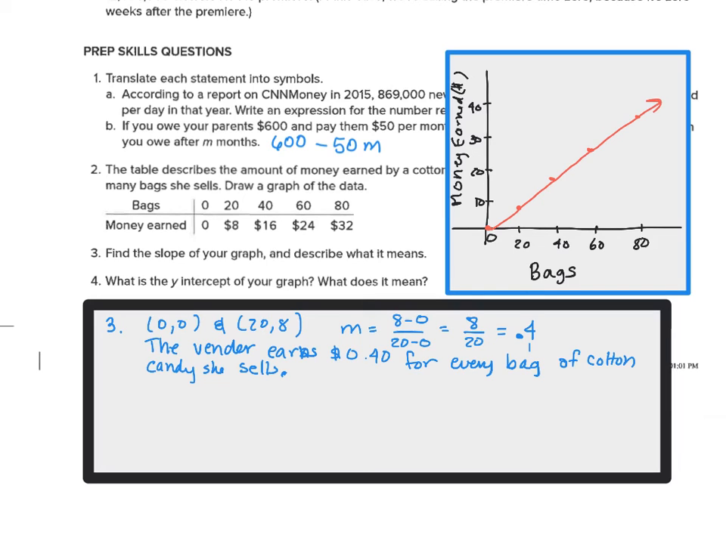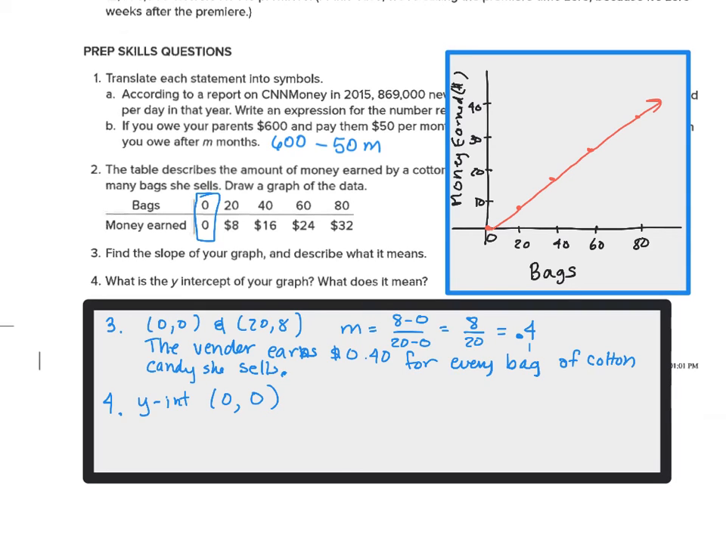Okay, so number 4, they ask us, what is the Y-intercept of your graph? So remember, the Y-intercept is always going to be of the form (0, something). So I'm going to look for where my input is 0. And here where my input is 0, my output is 0. So what does that mean?